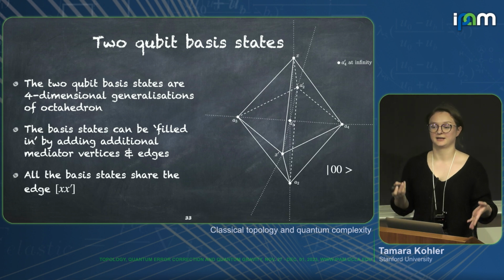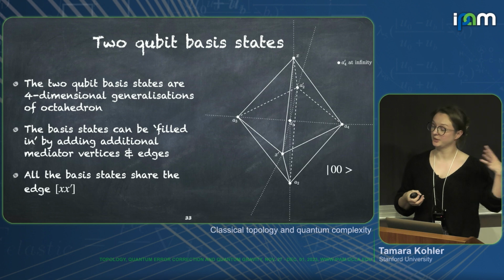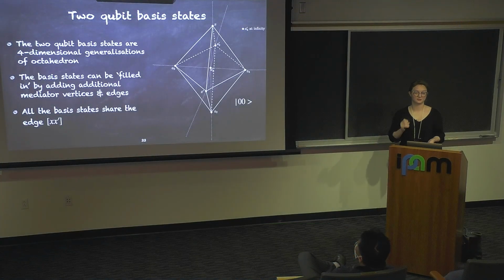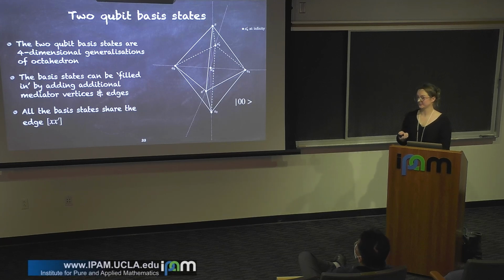How do we deal with entangled states in this picture? So how do we deal with the case where we don't have, or not even entangled states necessarily, just states that are superpositions of these 2 qubit basis states?